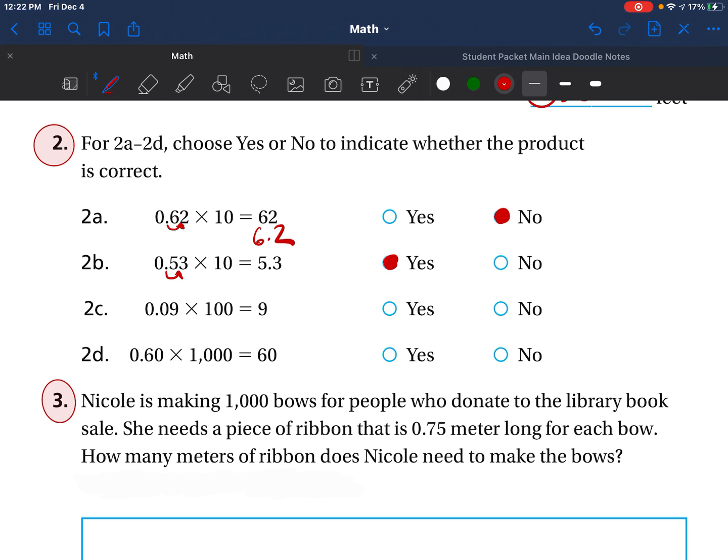9 hundredths times 100, so that's 2 places this time. 1, 2. Answer is 9, so that is a yes. And then 1,000, so that's 1, 2, 3 places. 1, 2, 3. That would give us 600, not 60, so that would be a no.